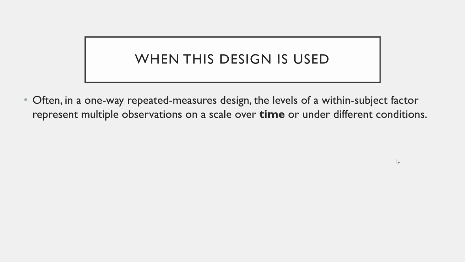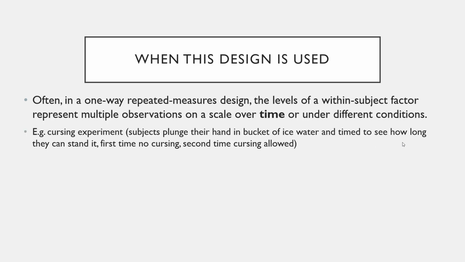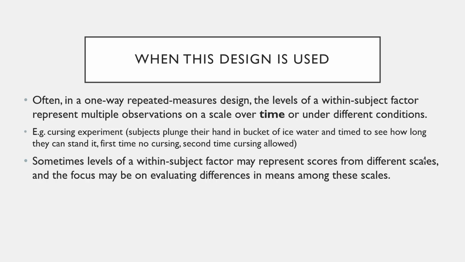Often in a one-way repeated measures design, the levels of a within subject factor represent multiple observations on a scale over time or under different conditions. For example, there was a cursing experiment where subjects were asked to plunge their hand into a bucket of ice water, and they were timed to see how long they could stand it. The first time they were allowed to curse, and the second time they were not allowed to curse. And so they were comparing the pre and post times under 2 different conditions. And of course, the cursing allowed them to keep their hands in the bucket of water longer.